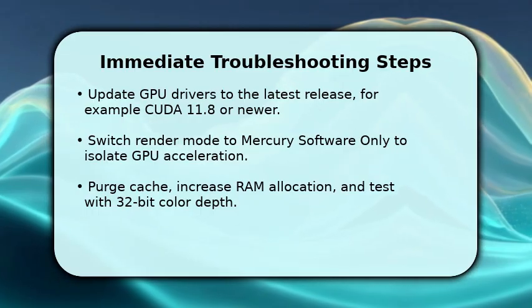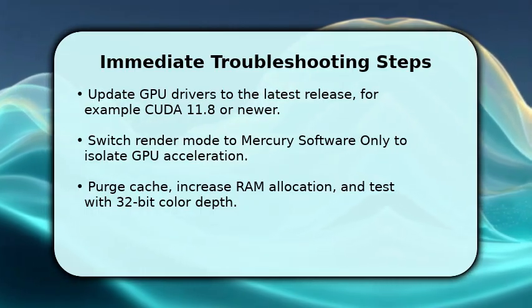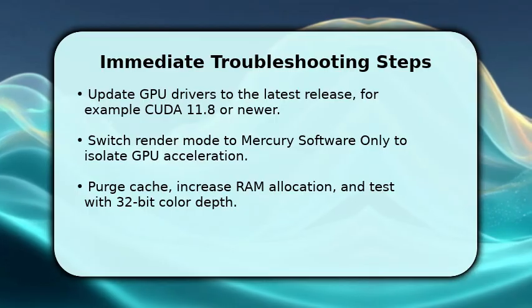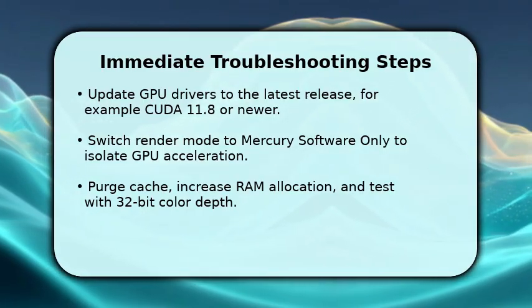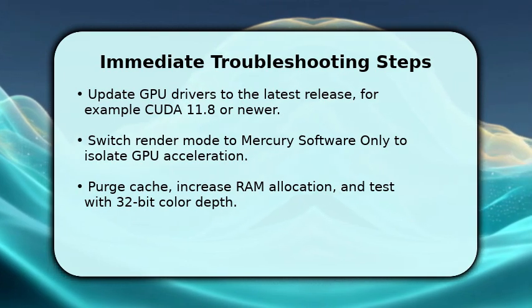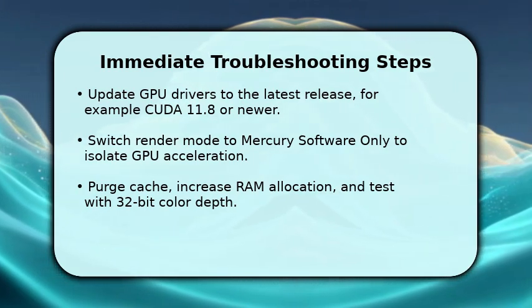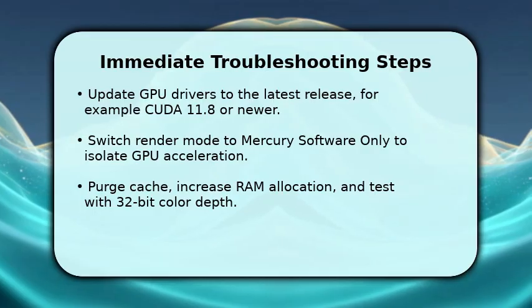Increase RAM allocation in preferences, allocating more than 8 GB where possible. Reduce project color depth to 32-bit float temporarily to test stability. Test rendering a short segment after each change to identify the cause.